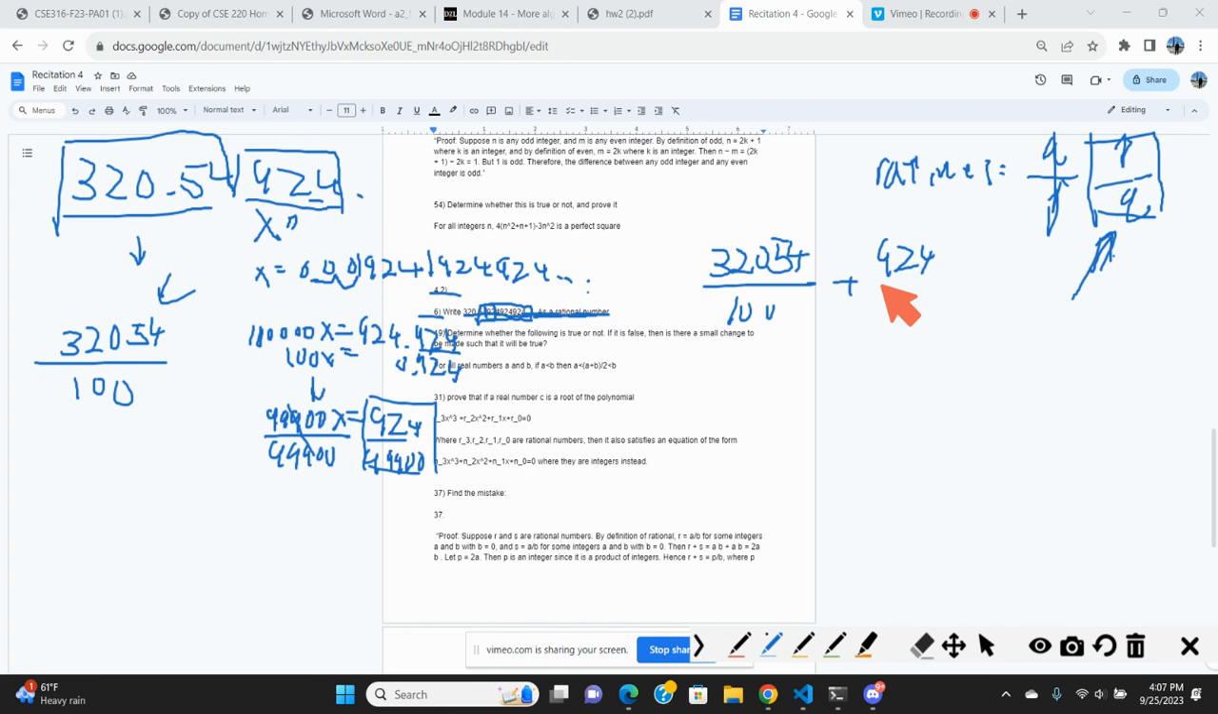We can rewrite this, since if we remember, a rational number can be written as a over b, where a and b are integers. Let's make this a sub 3 over b sub 3 x cubed plus a sub 2 over b sub 2 x squared plus a sub 1 over b sub 1 x plus a sub 0 over b sub 0 is equal to 0.